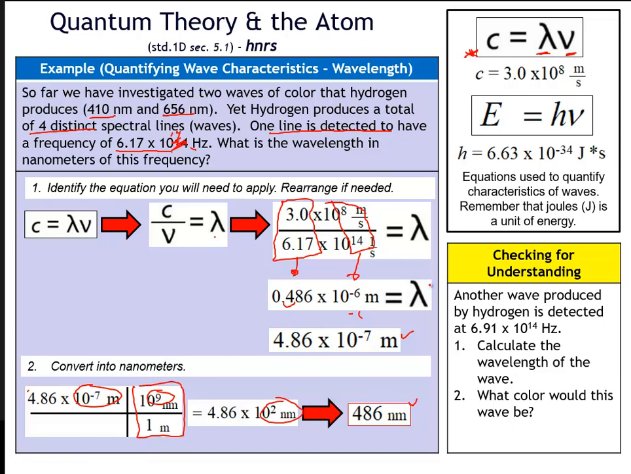Try to find frequency of this wave. So another wave produced by hydrogen is detected at 6.91 times 10 to the 14 hertz. I want you to calculate the wave and tell me what color wave it would be. Now remember, to answer that question, you need to remember Roy G. Biv, right? So try that out, and if you have any questions, hit me up at tutorial.